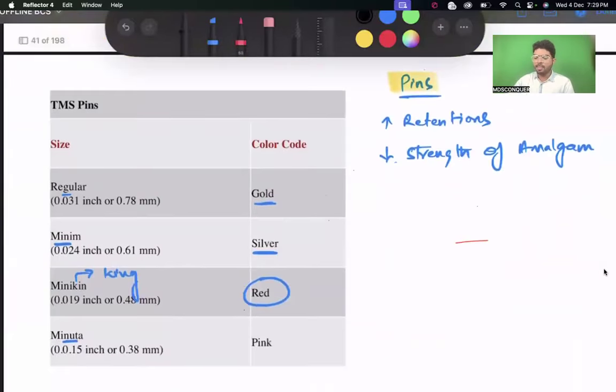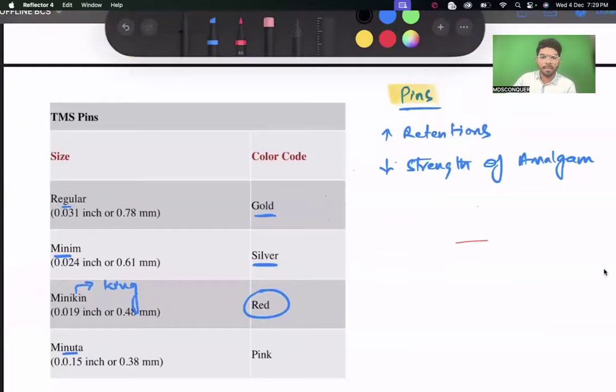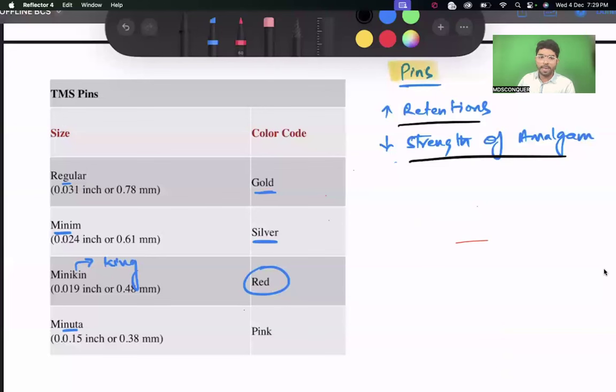Okay, so now I'm jumping into pins. What is the primary purpose of giving pins in pin retained amalgam restorations? The primary purpose is to increase the retention. But what I'm doing is, instead of increasing the retention on one side, I'm trying to decrease the strength of the amalgam on the other side. Particularly these TMS pins are very, very important. They have color coding and everything.